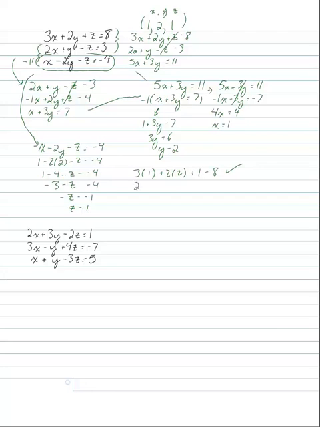Sub into my second one. 2 times 1 plus 2 plus, well, in this case actually minus 1, sorry, that was a minus z, equals 3. So 2 plus 2 is 4, minus 1 is 3.